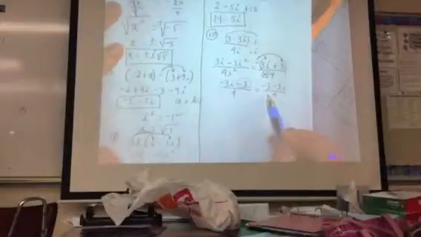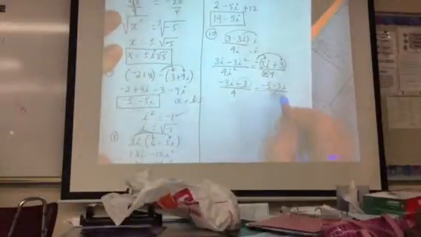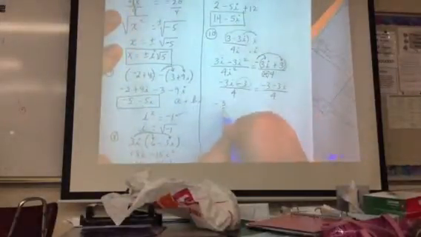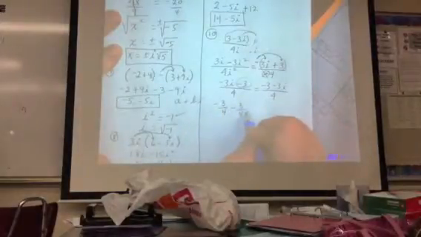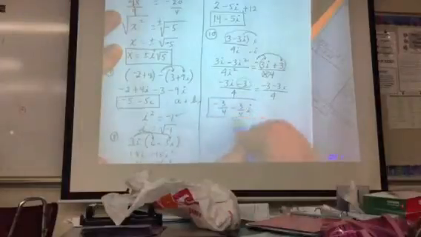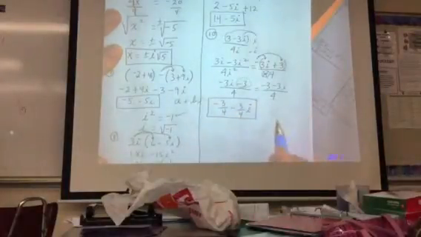But that's still not standard form, so we're going to separate those. We're going to call it -3 over 4, and that's a minus sign, so I'll put minus 3 over 4, and it's being multiplied by i, and that's the answer. That's how it should look. I just separated those.